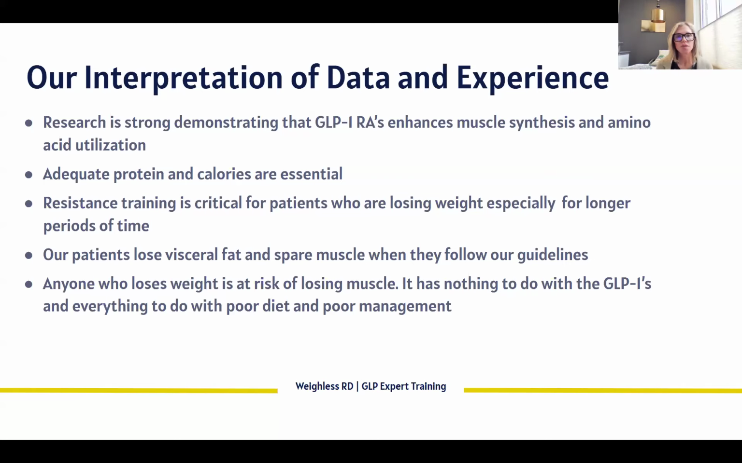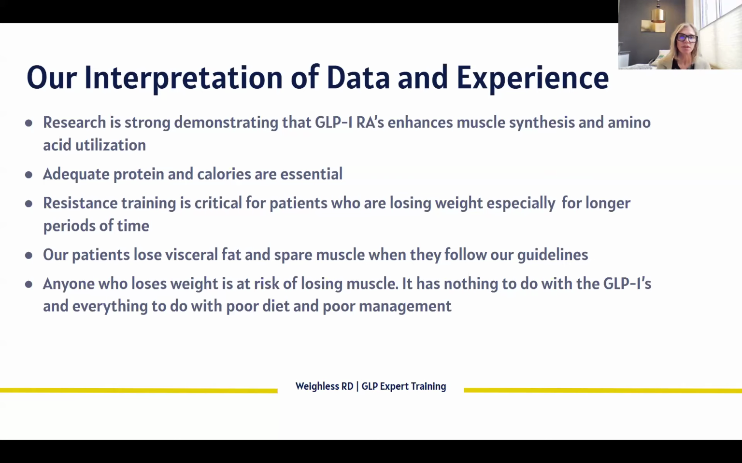Our patients lose visceral fat and spare muscle when they follow our guidelines. We just see it over and over again. We just don't have problems with people losing muscle when they're doing all the right things. There are going to be patients that lose muscle while on these GLPs, but they're not taking it as seriously as they should to really get the best outcomes.